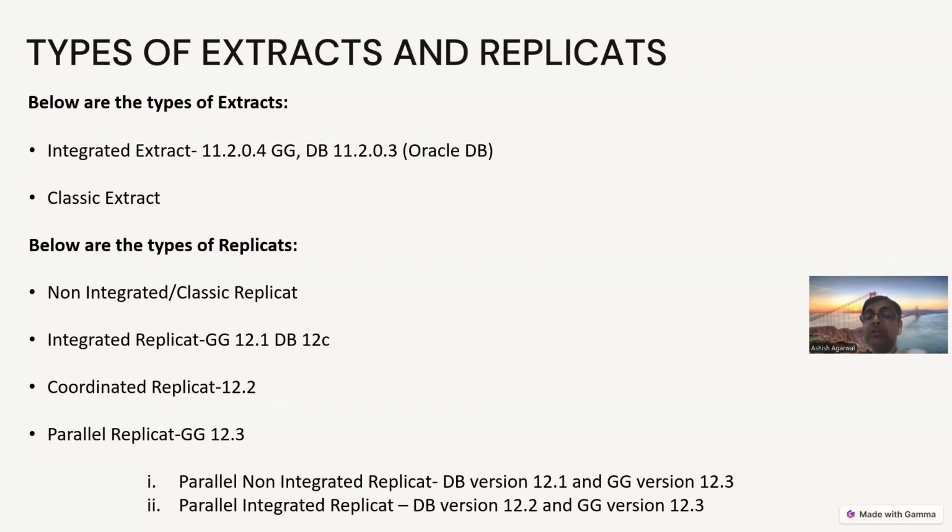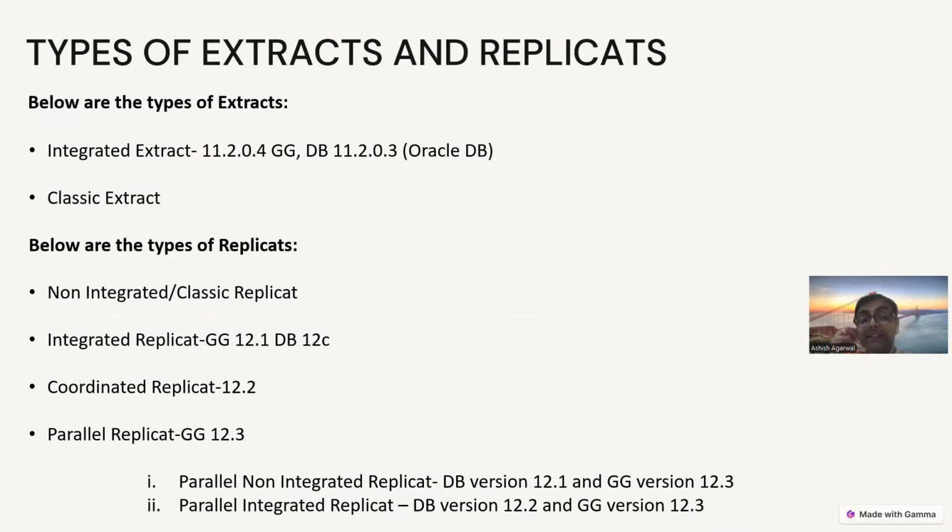Just to give you a brief overview, when GoldenGate was launched, initially there was only one type of extract and one type of replicate. It was called extract and replicate. But as GoldenGate evolved, different types of extract and replicates were introduced. The new type of extract was integrated extract, introduced in GoldenGate 11.2.0.4 and database version 11.2.0.3. From GoldenGate version 21c onwards, classic architecture has been deprecated for Oracle database. The existing extract was renamed to classic extract.